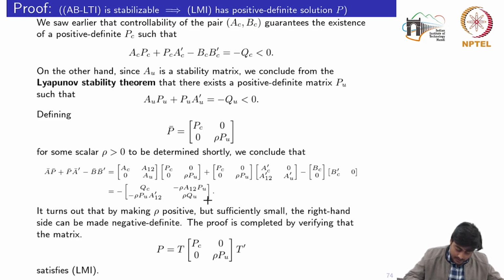Being this matrix a positive definite matrix, we would have the right hand side negative definite. Now since this P bar is the transformed matrix of the transformed system, in order to obtain the P matrix of the original pair A, B, again using this T transformation matrix I can obtain this P, and you can verify that this P matrix satisfies that linear matrix inequality which is given in the result. Okay, so this completes the proof.